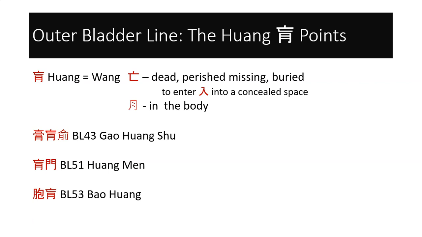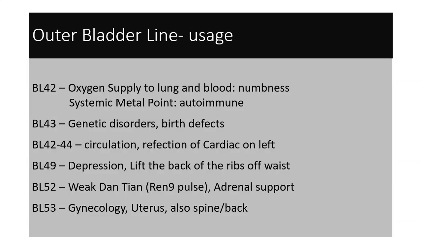So Huang points have to do with hereditary, with genetic disorders or disorders that came to us when we were born. Okay, not acquired after birth. And then when we look at the outer bladder line, again, so at the top, the inner border of the scapula, we see this is oxygen supply and circulation. Which makes sense because it's right behind the heart and the lungs. These are extremely important points.